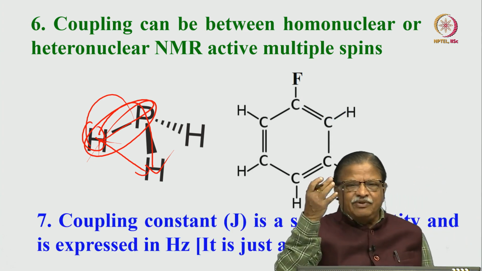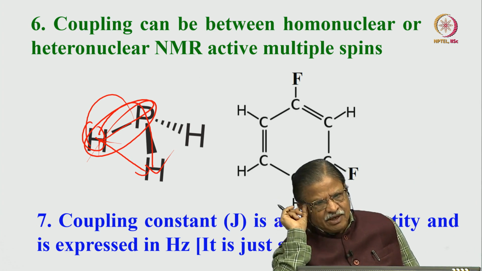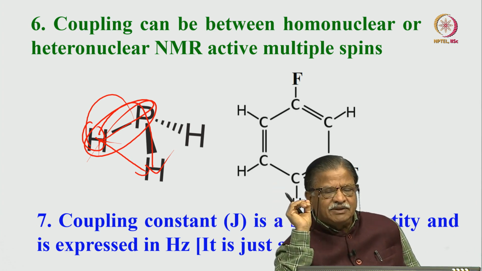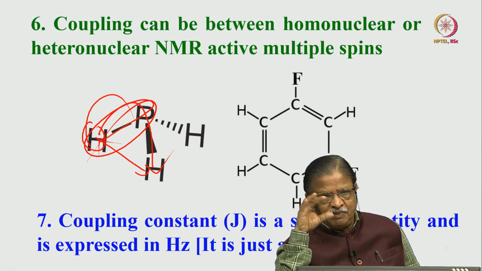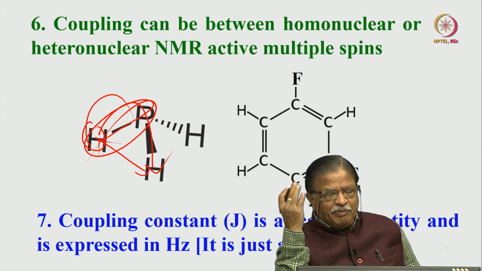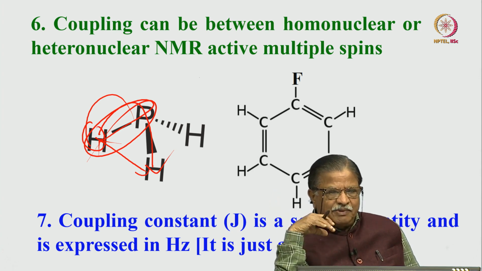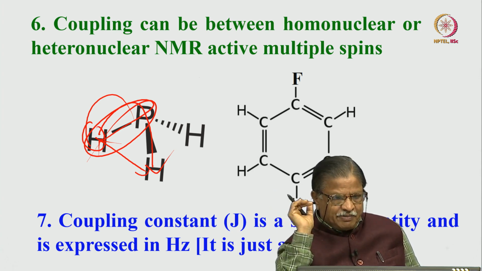So many possibilities we can think of in a given molecule. There could be n number of homonuclear couplings, and n number of heteronuclear couplings possible. So any coupling can be between homonuclear spins and also heteronuclear spins.